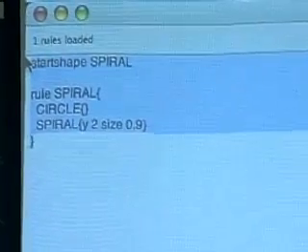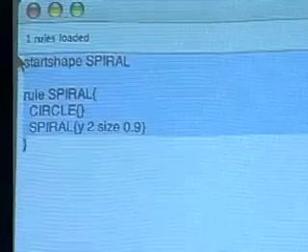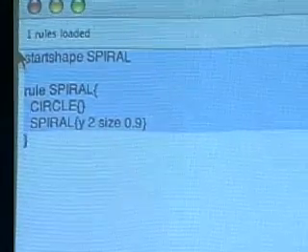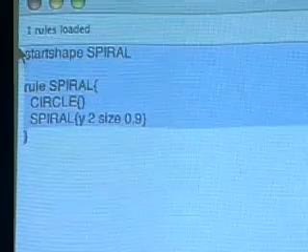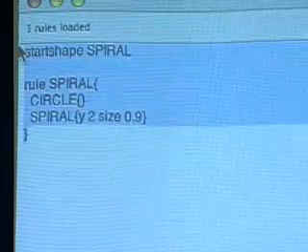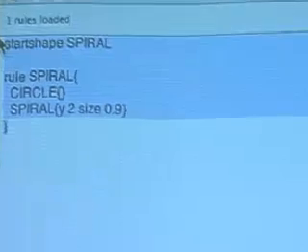And we define a rule called spiral. Inside this rule, we have circle, which plots a circle on the screen. And then we call spiral again. y 2 means that we increment the y position by 2 units. And size 0.9 means that we multiply the size by 0.9 every time we go up. So this rule defines this image. And what this program does is when the thing gets too small to see, it just stops doing it.